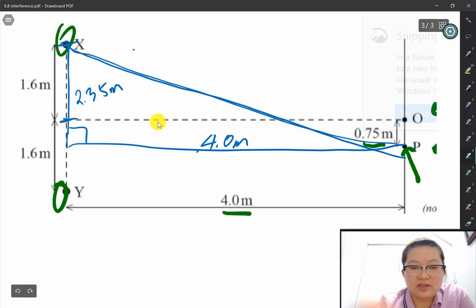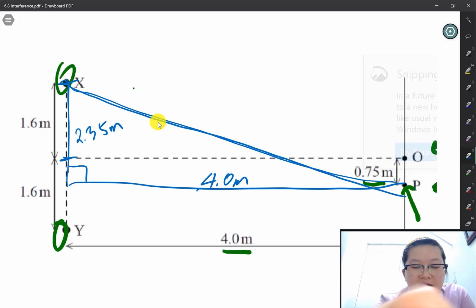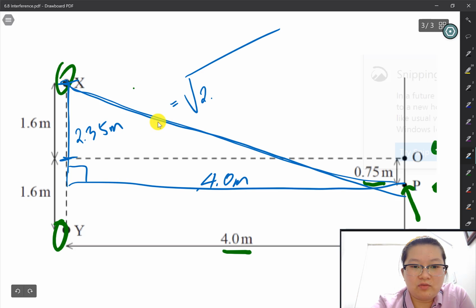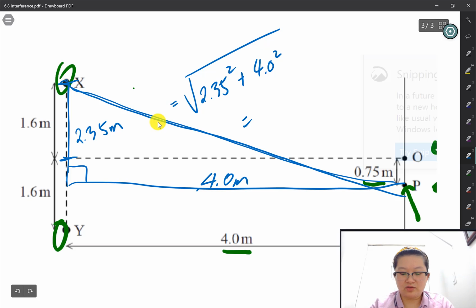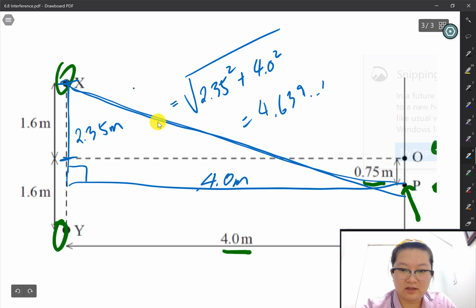And all I need to do is a bit of trig. My hypotenuse, this guy, is just going to be the square root of 2.35 meters squared. They're both in meters, that's fine. And 4 meters squared. So if I put that into my calculator, I get 4.639 in meters. I'm going to save that for later.